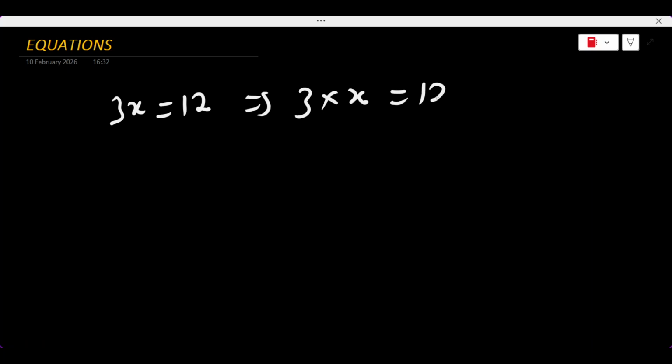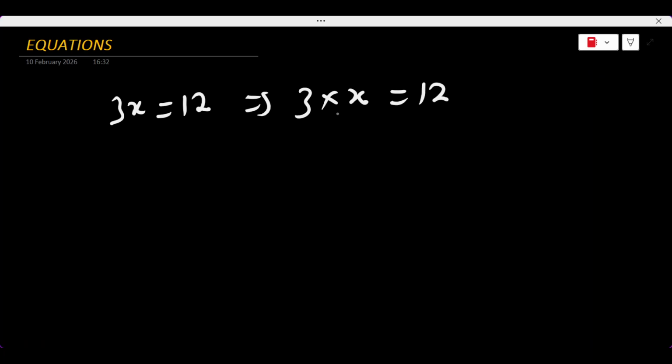Okay, so let's look at our next example. We have 3x equals 12. Now to get rid of what? The 3, so that x will stand on its own, you have to what? Apply the opposite of what? Multiplication. Because 3x means what? 3 times what? X equals 12. This is the equation in its expanded form.